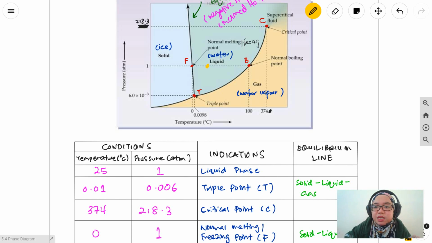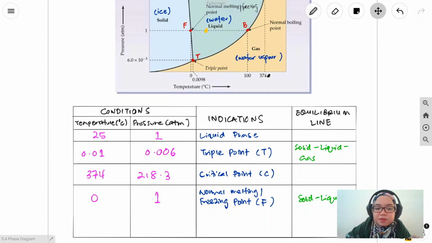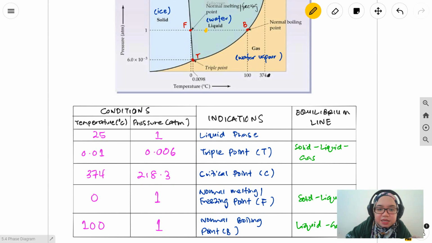Okay, and now we look at 0 degrees Celsius and 1 atm here. This is the normal melting and freezing point. At this point, the equilibrium line is between solid and liquid. This is where the solid may turn into liquid through the melting process, and liquid may turn into solid through the freezing process. So this is where the melting point and freezing point are. Dia memang betul-betul dekat line solid liquid equilibrium line.